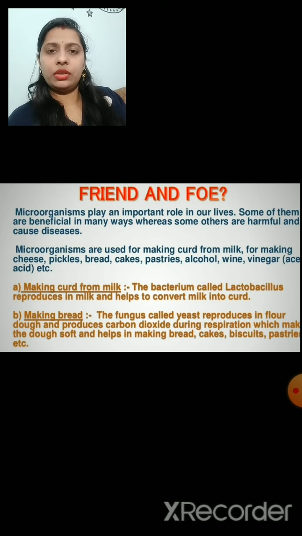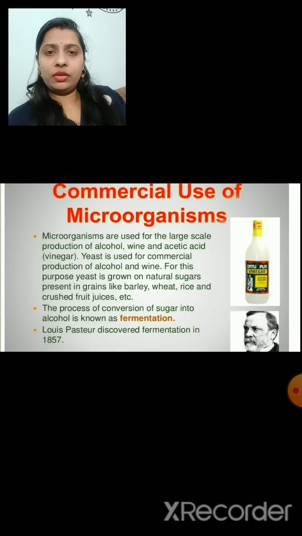Besides this, all of you have eaten idli and dosa at your home and you have observed that your mother prepares the batter one night before making the idli and dosa. This is done because the batter gets fermented and the idli and dosa become soft. So this is also a very important use of microorganisms.